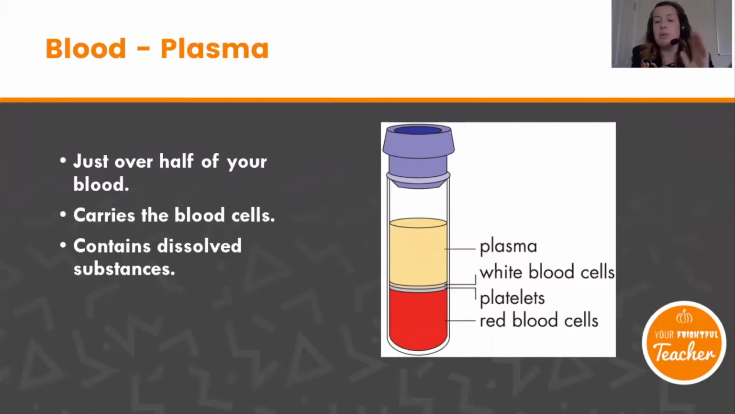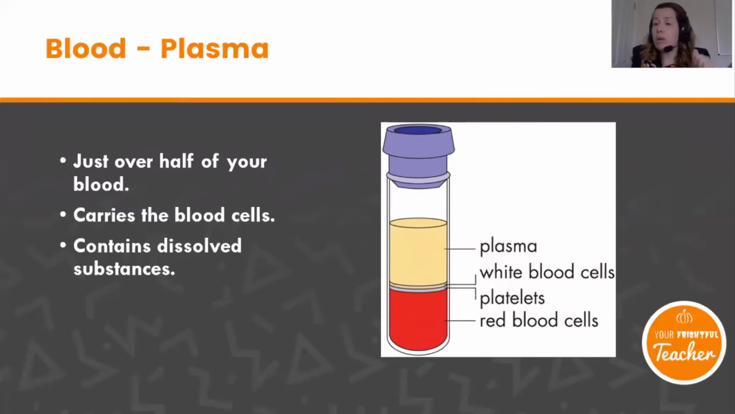And when you do that to blood, it separates out. So we've got the red blood cells here at the bottom, they're the heaviest. Then you've got a thin band made up of your white blood cells and platelets, and then the liquid plasma at the top. That's how we know it's just over half. As I say, that's the liquid bit of your blood. Everything else is carried in the plasma.